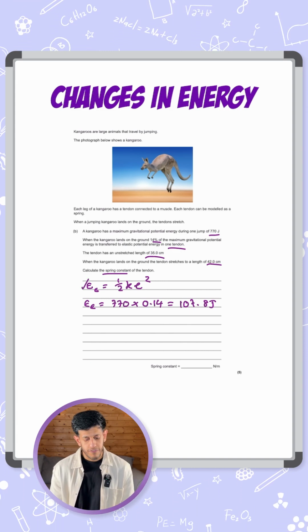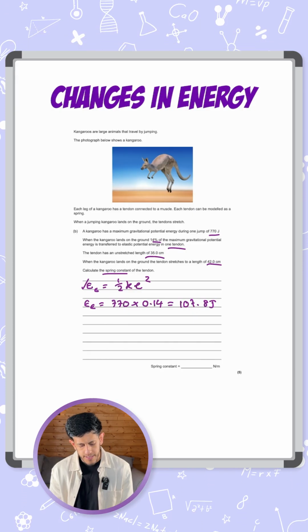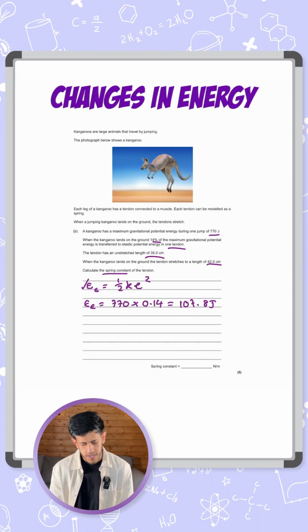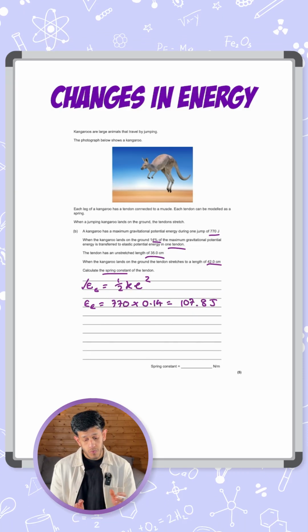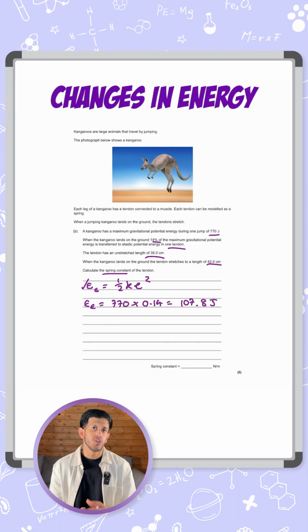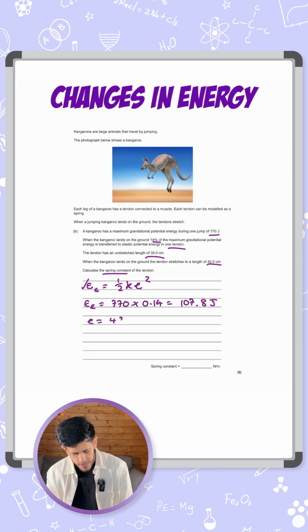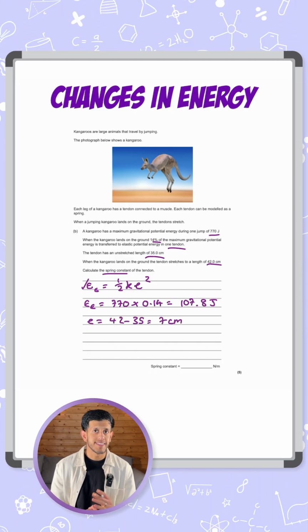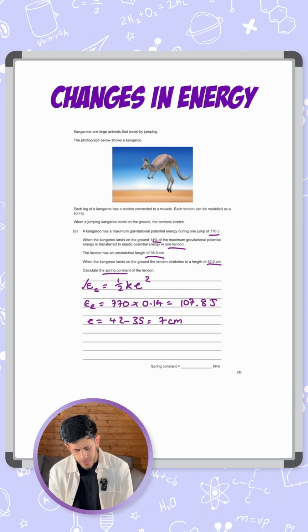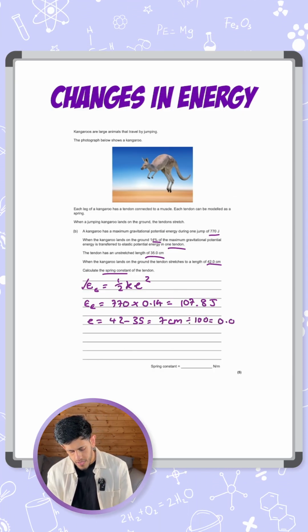So then the next thing we want to find is extension. Now in the second half of the question, it tells us it has an unstretched length of 35 centimeters and a stretched length of 42 centimeters. So for the extension, we would do the stretched length of 42 minus the unstretched original length of 35. So that's 42 minus 35 to give us a value of 7 centimeters. But that is not the standard unit. The standard unit is meters. So we're going to turn it into meters by dividing by 100, and that gives us 0.07 meters.